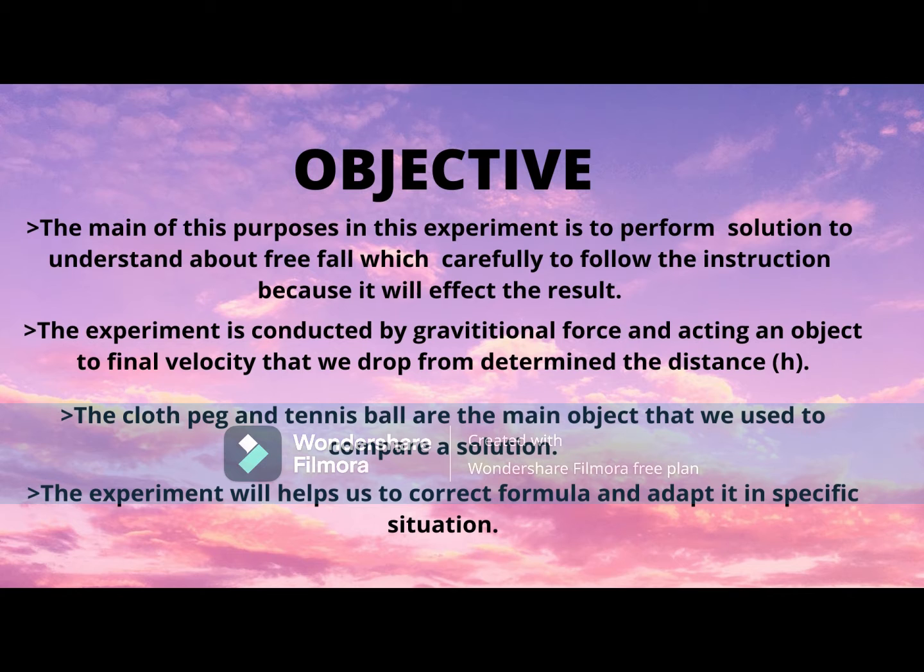Objective. The main purpose of this experiment is to understand free fall. We must carefully follow the instructions because they will affect the result. The experiment is conducted using gravitational force acting on an object, to find the velocity of an object dropped from a determined distance. The cloth peg and tennis ball are the main objects we use to compare the results.